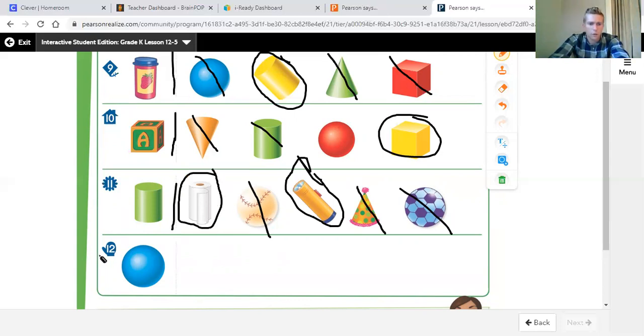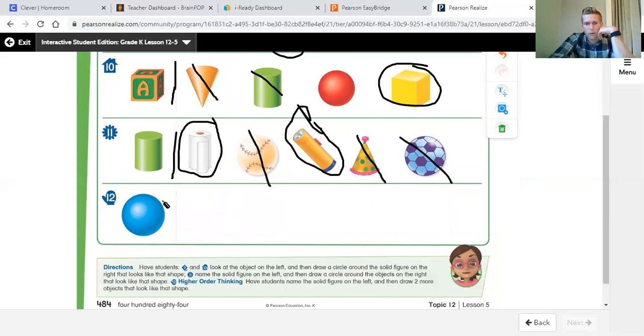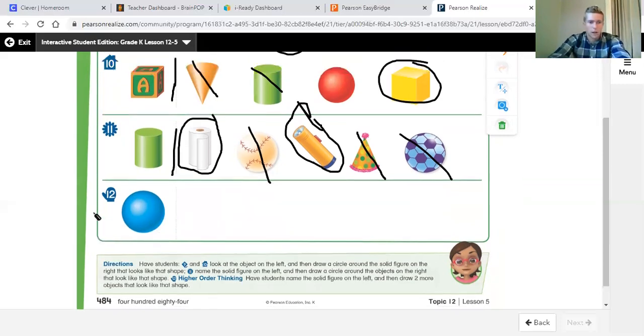And then for number 12, it says, have students name the figure and then draw 2 more objects that look like this shape. So if you know what this is, draw me 2 more objects over here that look like this. All right. Now, again, I know a lot of people might have said circle or triangle today. When we're talking about 3D shapes, even Mr. Nielsen messed up a few times, okay? We all make mistakes. But when we're talking about 3D shapes, we want to say cylinder, cube, cone, and sphere. All right, so this picture down here, you know what this one is. Draw 2 more pictures like it.